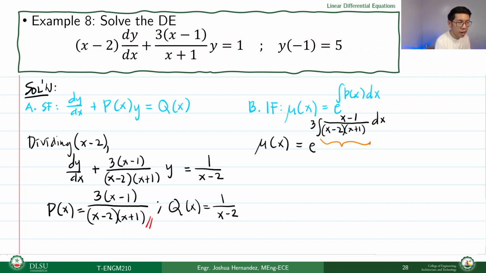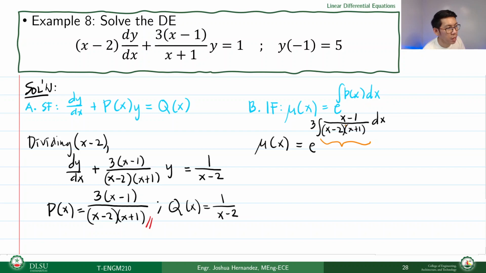If we do u-substitution, it seems it's not possible. Because if u is, let's say, x plus 1, du would be dx, but the numerator is x minus 1, so it's not possible. How about trigonometric identities? If you expand this, there seems to be none, because usually the forms are a squared minus u squared. Those are the forms of trigonometric identities.